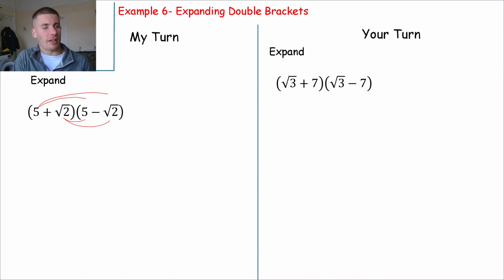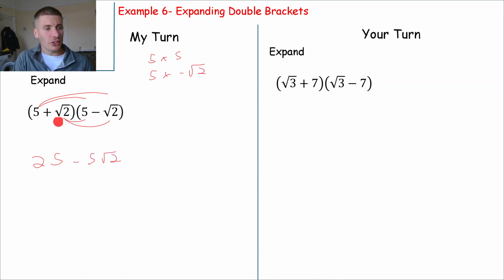So the first bit, we're doing 5 times by 5. Let's write it up here. So we've got 5 times by 5, which is 25. You've then got 5 times by negative root 2, which we're just simply going to write as times by negative root 2, which is going to be negative 5 root 2.